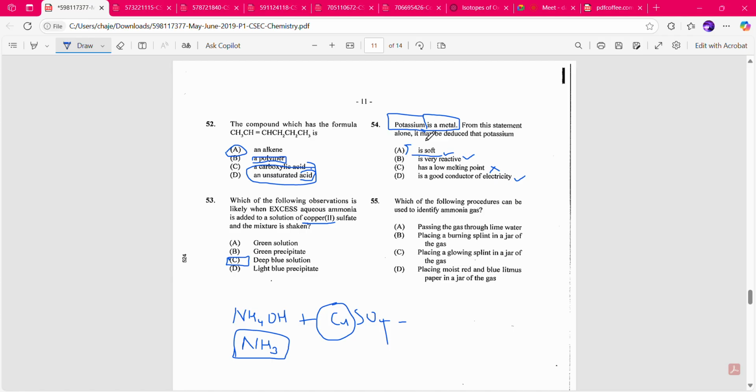55. Which of the following procedures can be used to identify ammonia gas? Ammonia gas, passing the gas through lime water, no. Placing a burning splint in a jar of gas. Remember, lime water is for carbon dioxide, burning splint is for oxygen. Placing a glowing splint, actually, burning splint is for carbon dioxide as well. Can use it for carbon dioxide. Glowing splint is for oxygen. Moist litmus paper up to blue, yes, because ammonia is considered to be basic. So D would have been the correct answer.